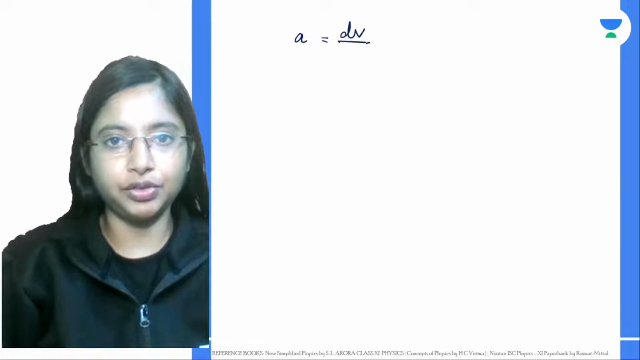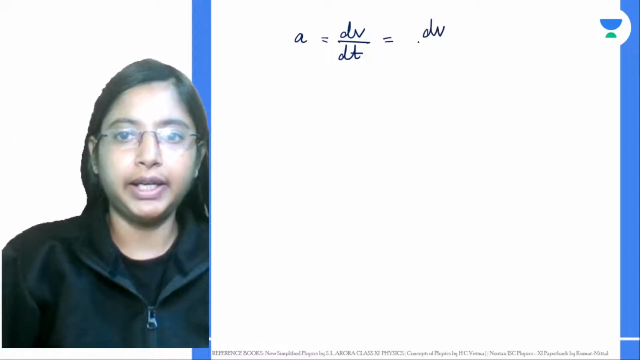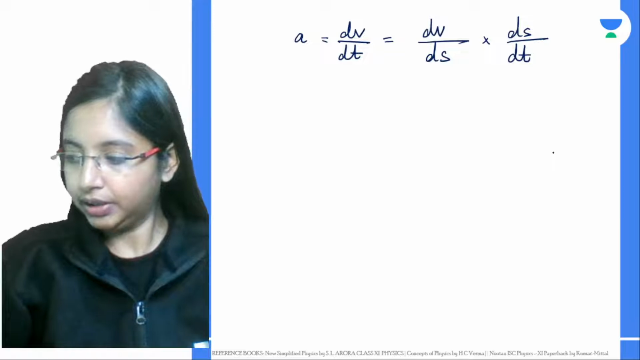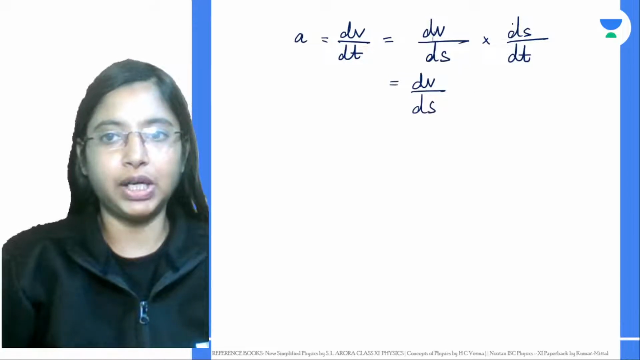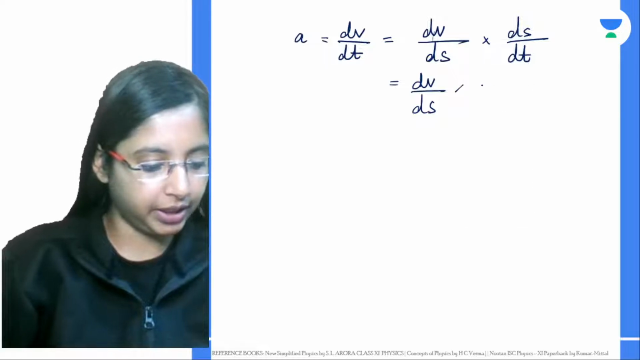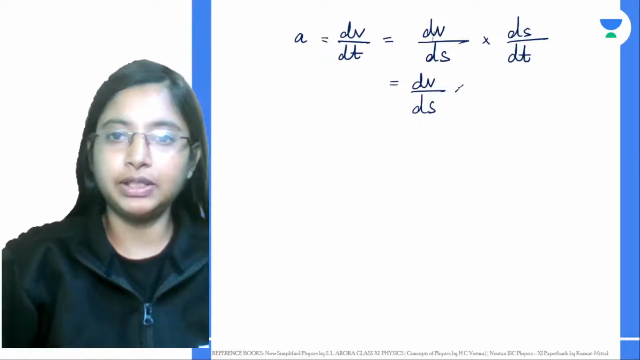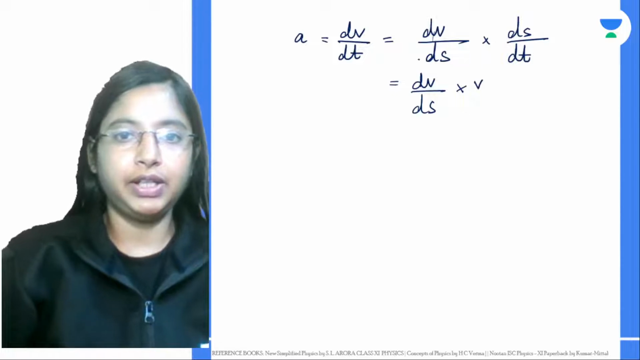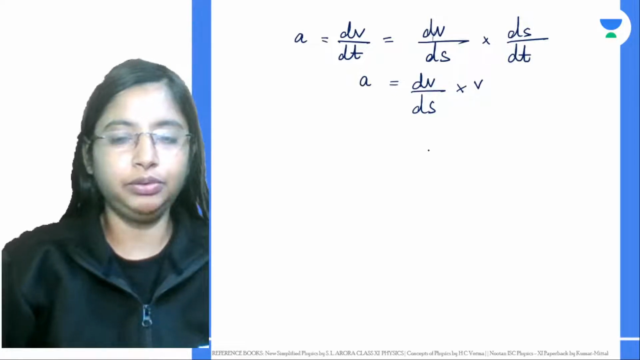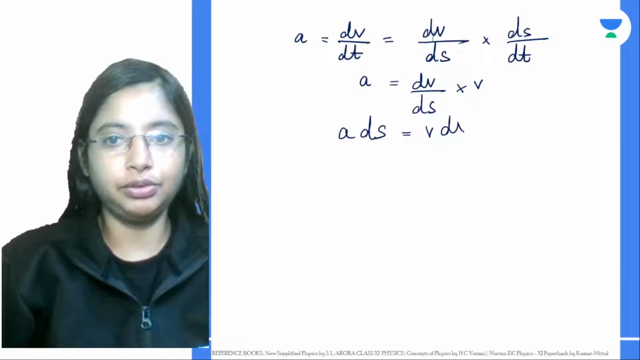Acceleration is given by the rate of change of velocity with time. Now, how can we write this? What we are going to do is divide and multiply this term with ds. Here we have dv by ds, which stays as it is. But what is the rate of change of distance with time? It is basically given by velocity. So here we have the equation acceleration is equal to dv by ds into velocity. So a into ds, we'll take this ds to the other side, a ds equals v into dv.